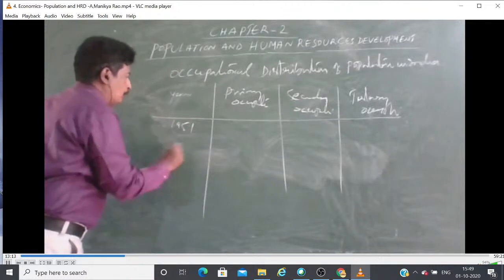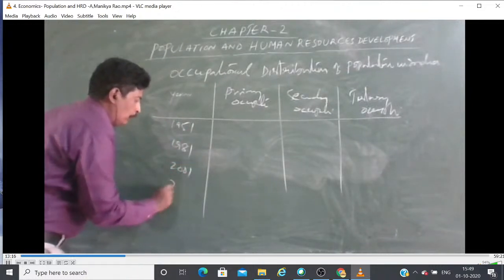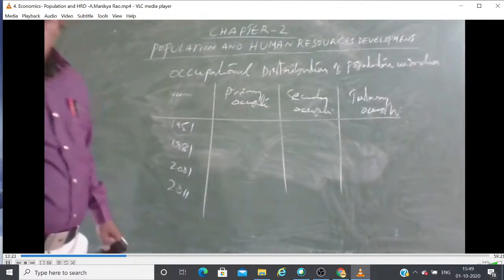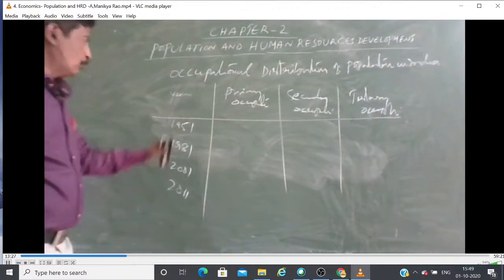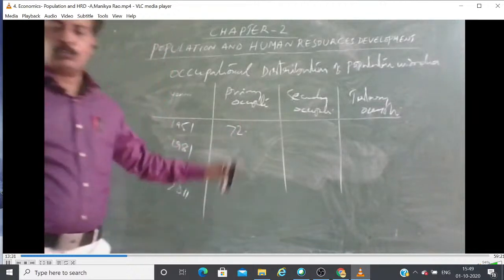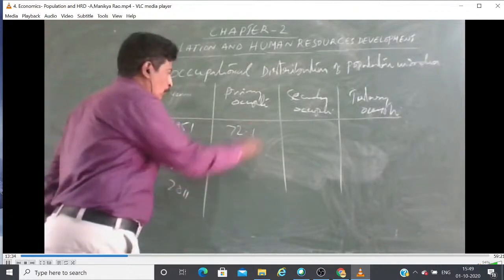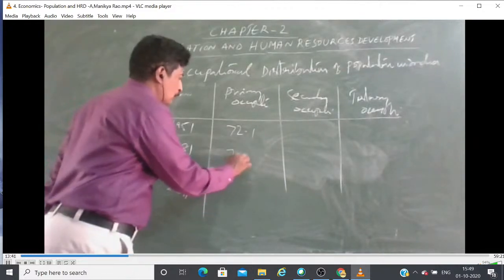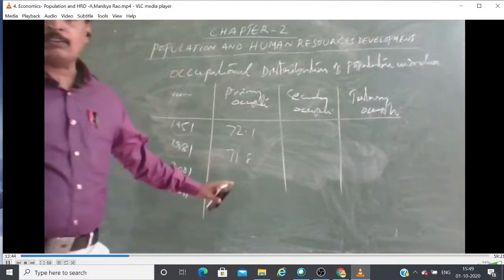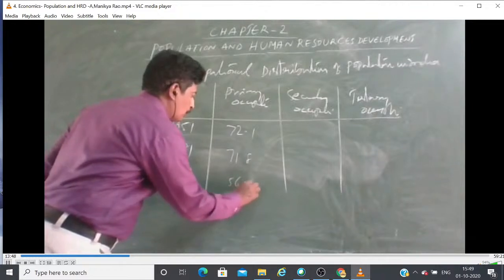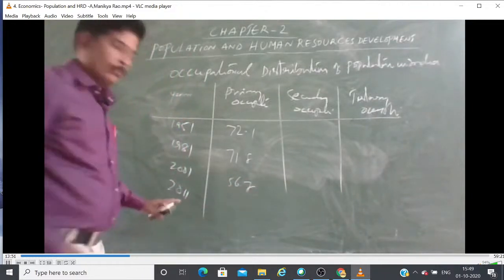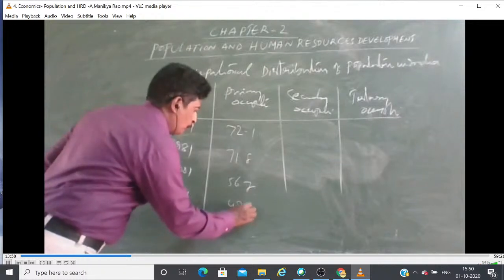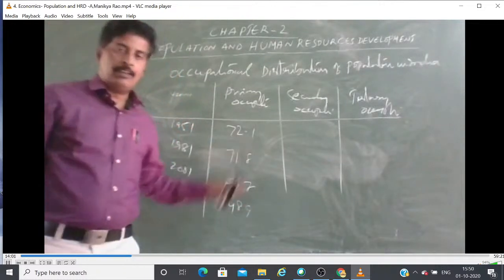Here from 1951, 1981, 2001 and 2011. Then here, primary sector during 1951, 72.1%. When it comes to 1981, it is 71.8%. Whereas in the year 2001, 56.7%. Whereas recent year, that is 48.9%. 48.9% people depends on agriculture sector.